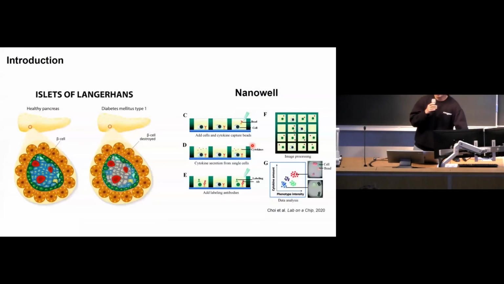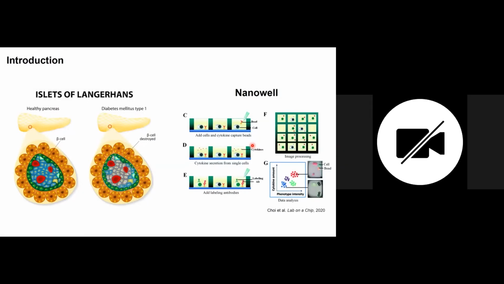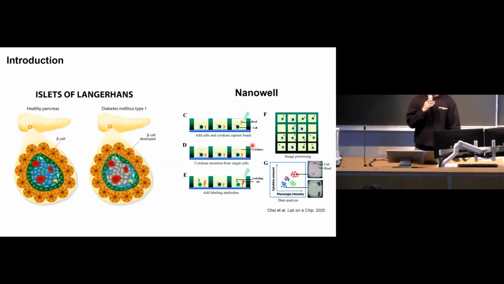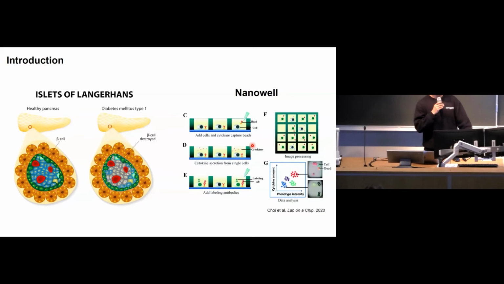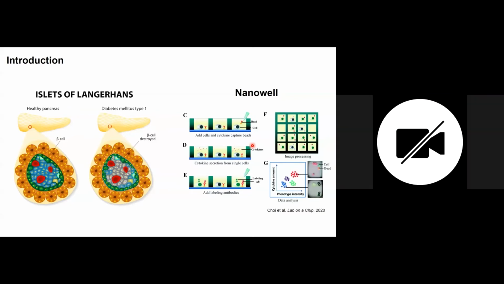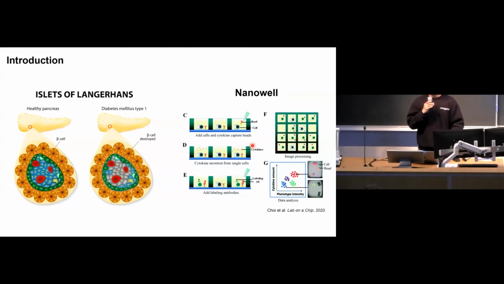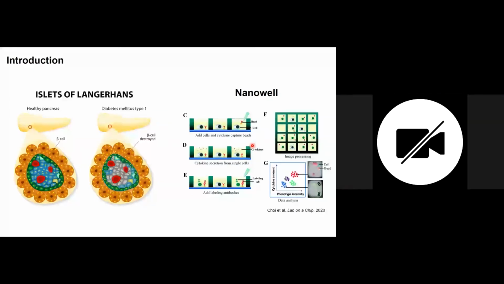Understanding the heterogeneity of single pancreatic beta cell insulin secretion is important to discovering the fundamental mechanism of beta cell failure in type 1 diabetes. One of the approaches for observing the secretion in the single cell unit is confining the cell and bead in the nanowell, which can contain nanoliters of reagent.